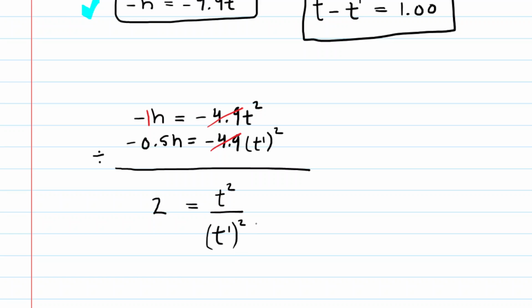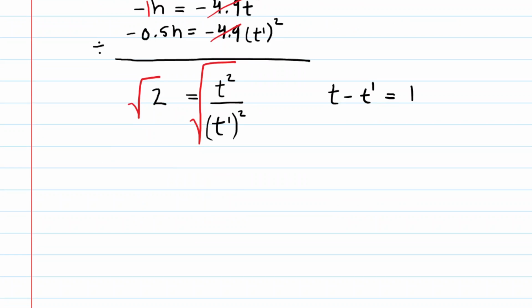So this is pretty slick because with this equation, along with the other equation, t minus t prime is equal to 1, we're going to be able to solve for the unknown t. And to do that, let's take a look at this equation right here. And we would wish to get rid of these squares. And the best way to do that is to square root both sides of this equation. So on the left side, you're going to end up with the square root of 2.